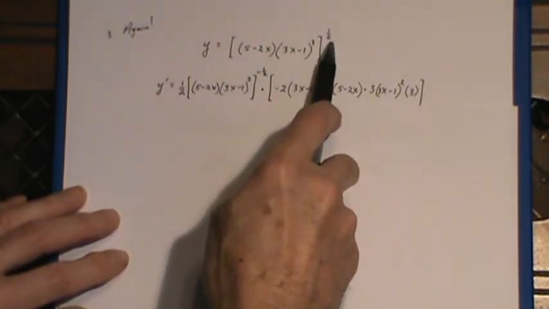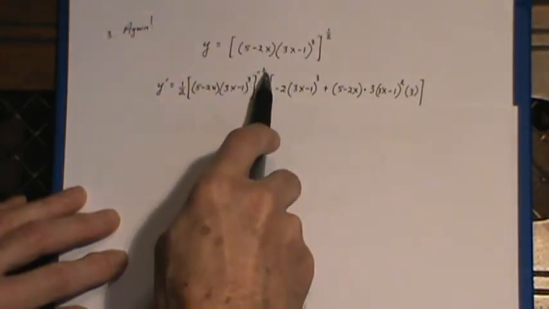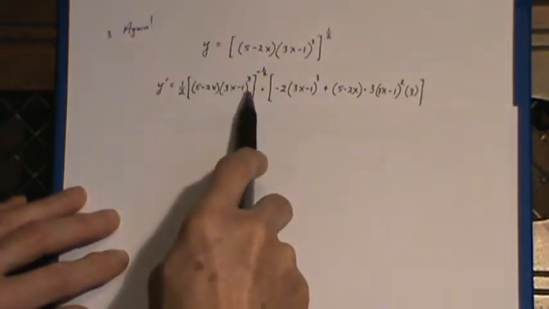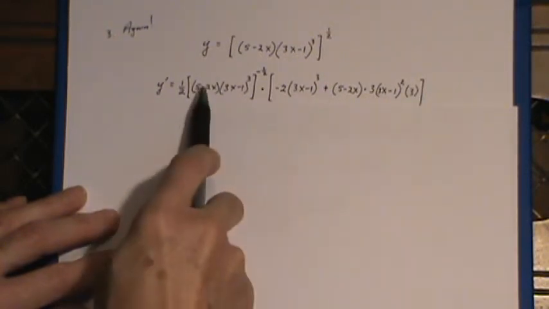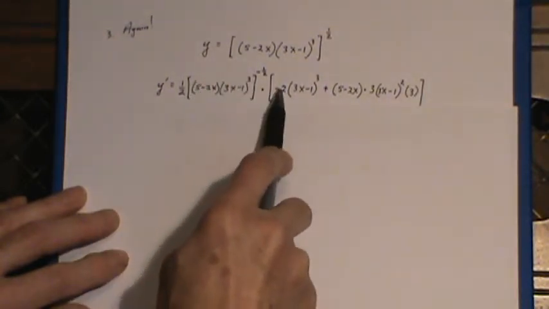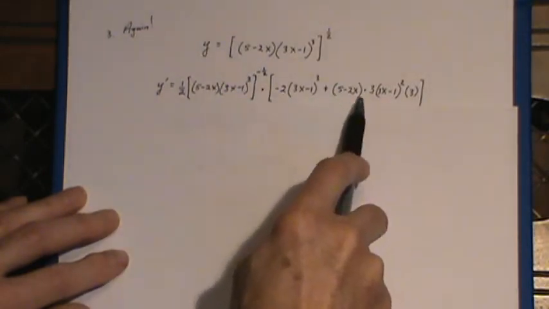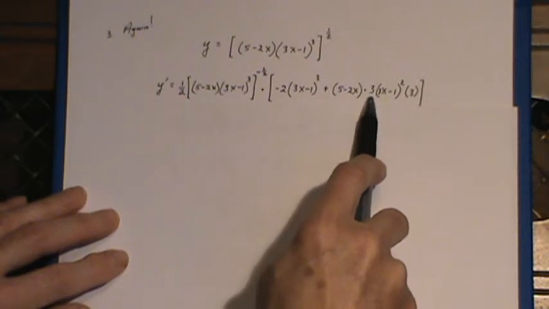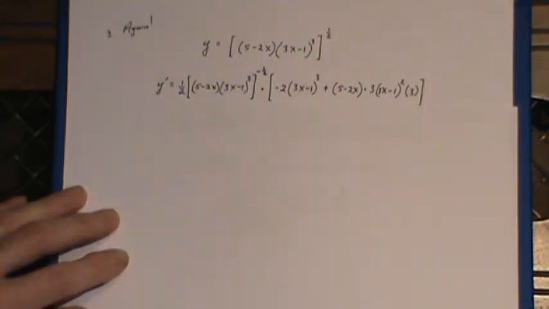So the first step is I bring the half down. That lowers to negative a half. And then I operate on the inside with the product rule. The product rule being the derivative of this, which is negative 2, times the second, plus the first term times the derivative of the second. That's just the chain rule operating on that.